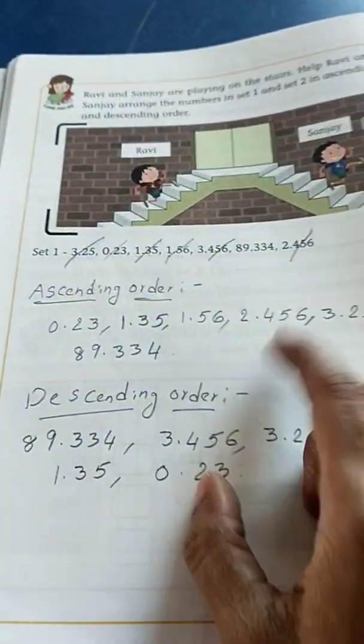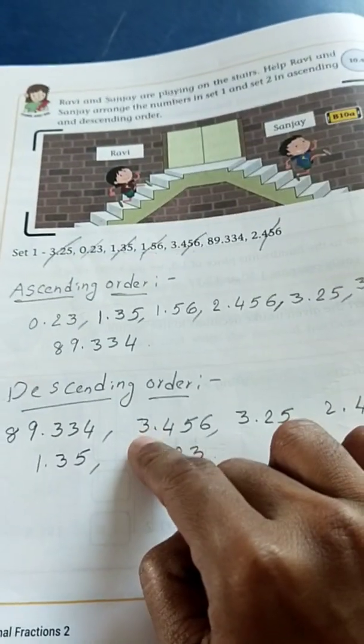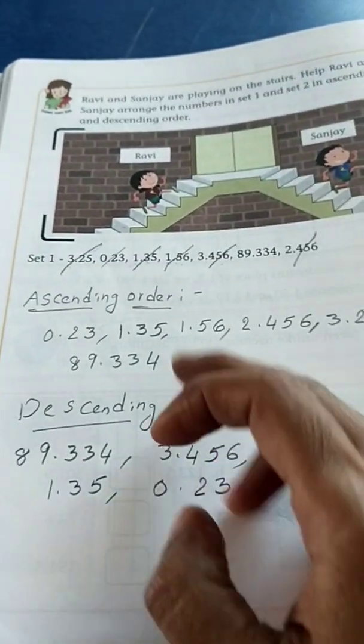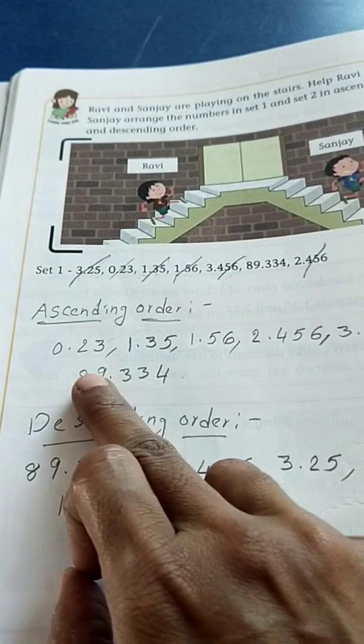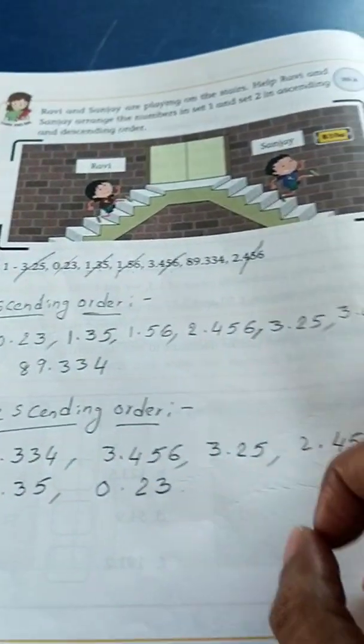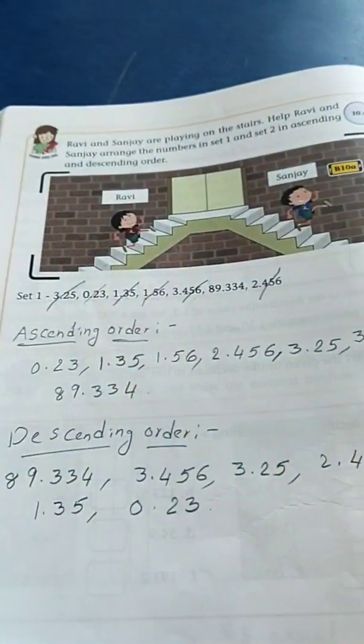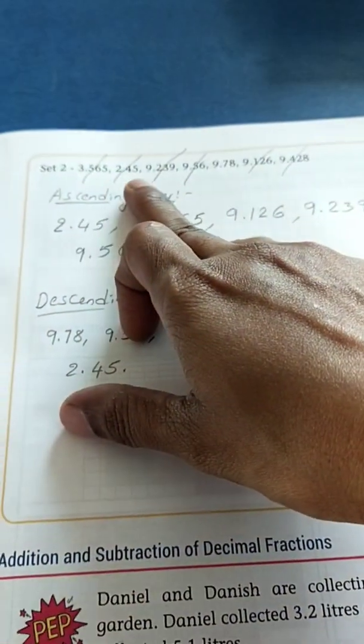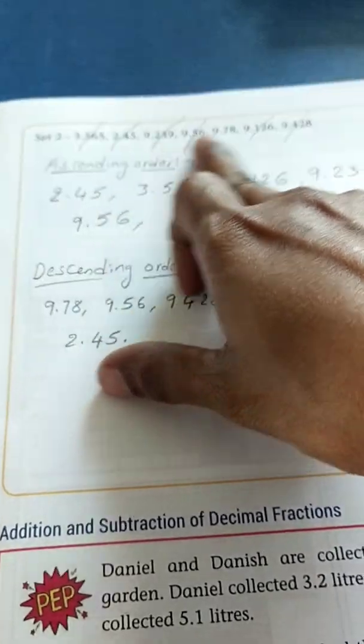Now you have to arrange these numbers in descending order. Descending order means what, children? You have to reverse this order. So you have to write the last number as the first number. Like that you have to reverse the numbers and write it. Okay, children? Next, set 2. Can you do this one? Set 2. Do this as homework, children.